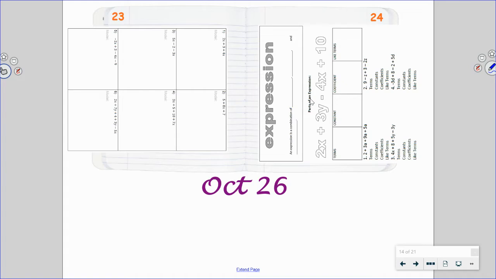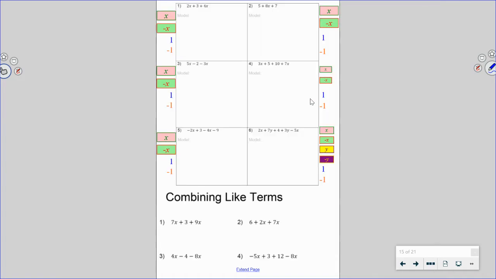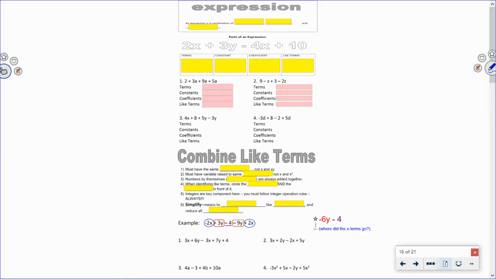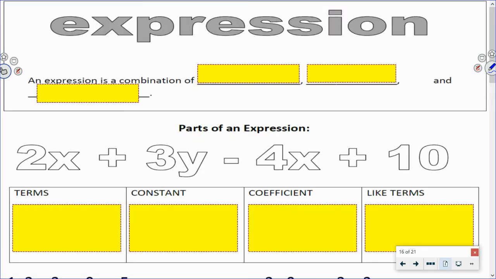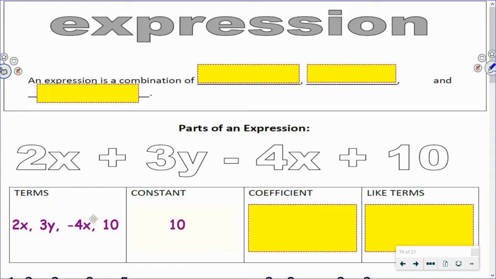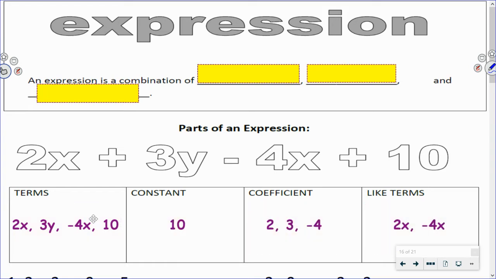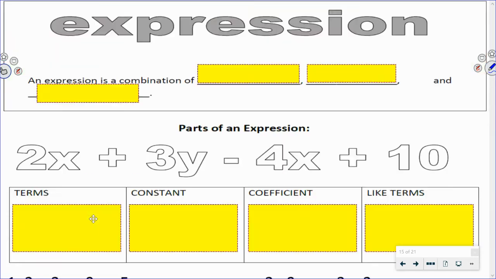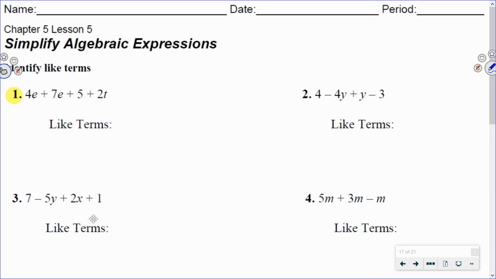I believe somewhere near or on October 26th, we took some notes on combining like terms. And we started off by drawing things as mentioned. And furthermore, talked about terms, like terms, constant terms, coefficients, and what those vocabulary words mean. So again, that's on or around October 26th. If you want to peek back at your notes, keep that out, maybe right next to your homework. And we're going to start up today's assignment.